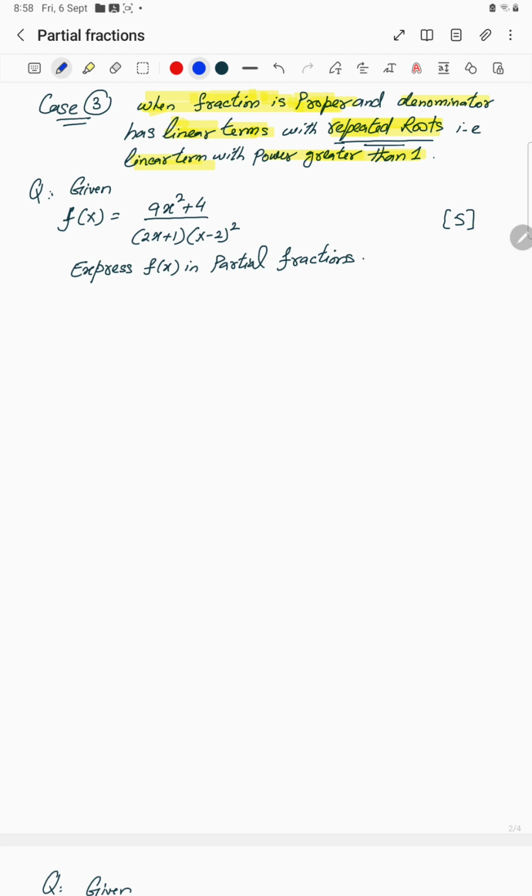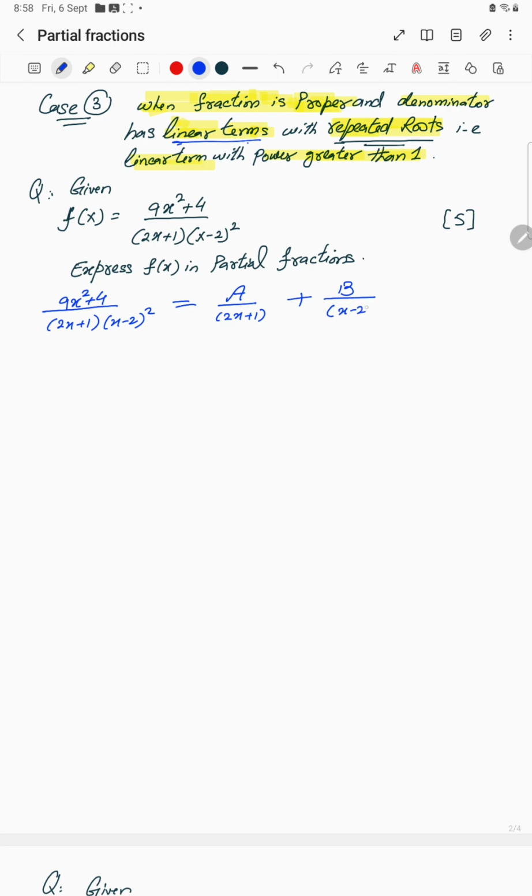So simple, we are here to resolve (9x squared plus 4) divided by (2x plus 1)(x minus 2) whole square. The condition stays with the linear terms, right? For the linear term, we always use a single alphabet, meaning A upon 2x plus 1 plus, and here linear with repeated roots. So keep writing a single alphabet with the power gradually increasing by one for the repeated roots. Here x minus 2 is going to repeat 2 times.